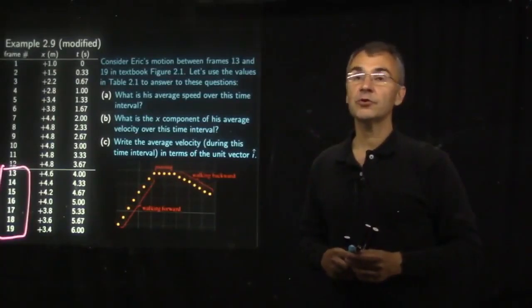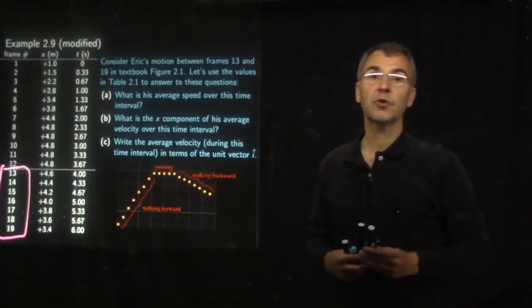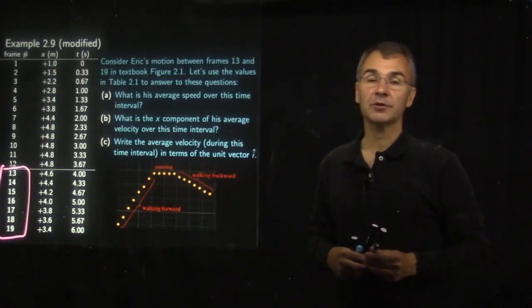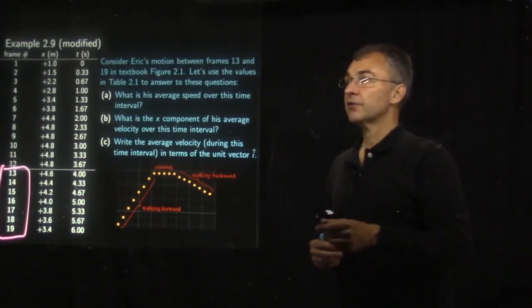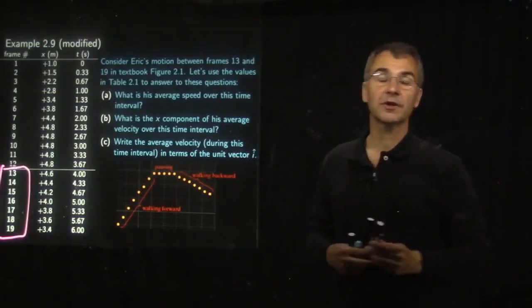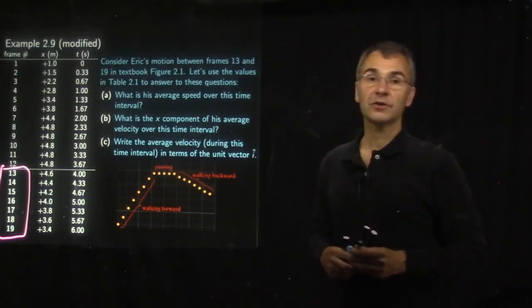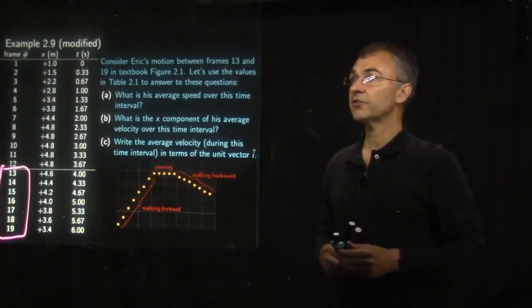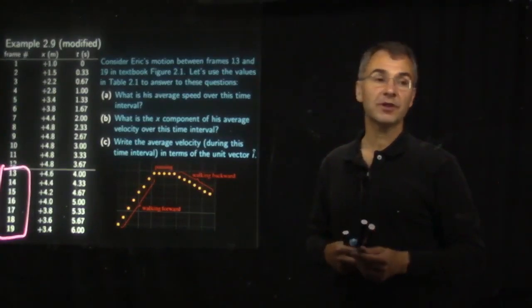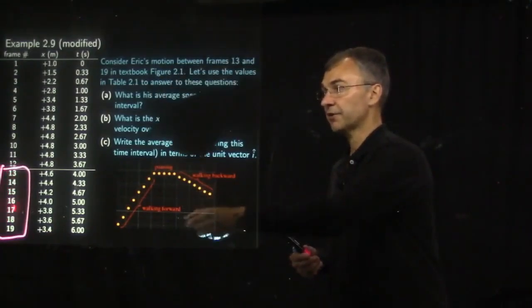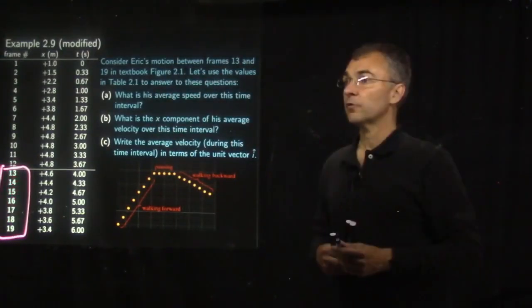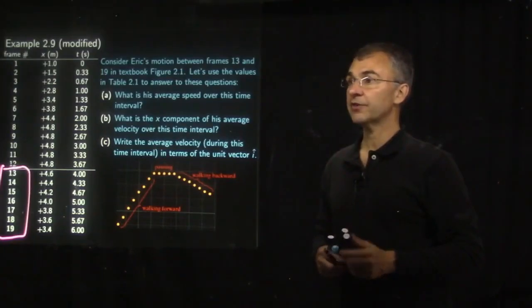When you read through chapter 2, you will find example 2.9. Well, I've taken that same example, but I've added some different questions to it. So we'll use the values in his table 2.1, which comes from example 2.9, and we'll answer the following 3 questions. So let's just consider the motion between frame 13 and frame 19. So that's just this bottom part here, 13, 14, 15, 16, 17, 18, 19. What is his average speed over this time interval?